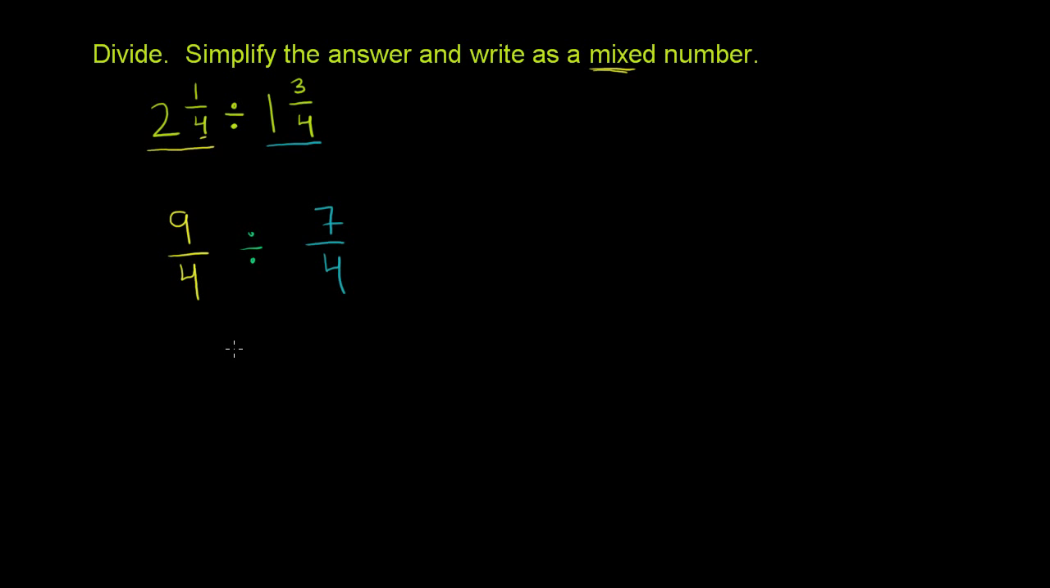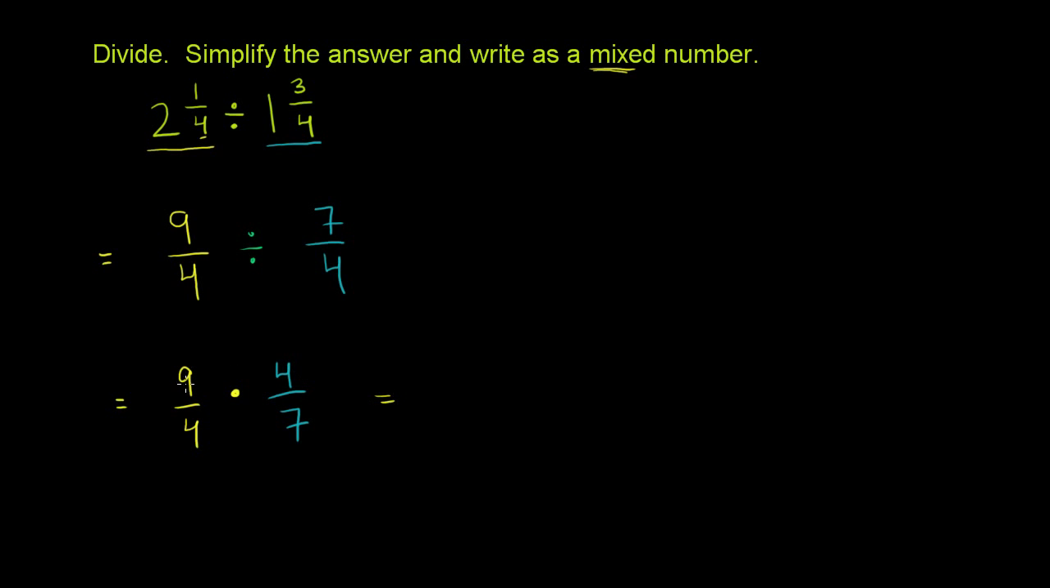And we saw in several videos already that dividing by a fraction is the same thing as multiplying by its reciprocal. So these are all equivalent. This is equivalent to 9/4 times the reciprocal of this. We're changing the division operation to a multiplication, and we're taking the reciprocal of the 7/4. The reciprocal of 7/4, you swap the numerator and denominator, or the top number and the bottom number, and you get 4 over 7.